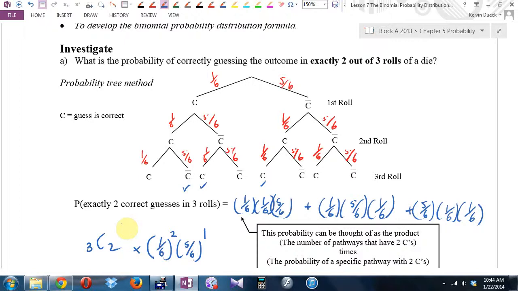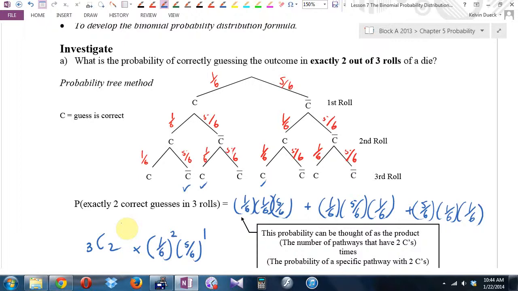2. What are the odds of getting 1 correct? When you're rolling a dice, what are the odds of guessing correctly? 1 out of 6. How many correct do I want to get? 2. What are the odds of getting it wrong when you're guessing on a die? 5 out of 6. How many wrong do I want to get? 1. See how all those numbers appear?